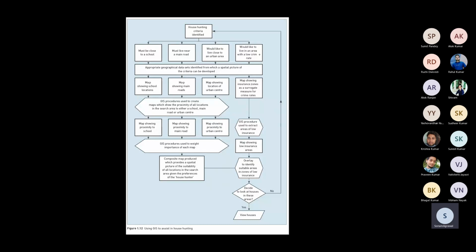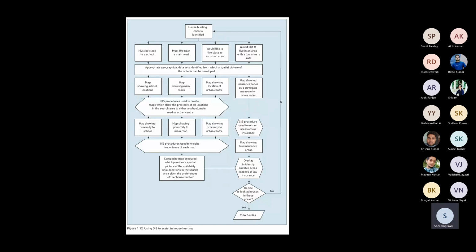In this one, they are showing another way, like suppose you are not getting a crime map. They are showing how the criteria is met: since they are not getting the crime rate, they are using insurance zones. So a map showing insurance zones as a surrogate measure for crime rate. This thing also happens many times. We do not have exactly that data, so we try to use another type of data in order to accommodate that condition in our solution. Once these maps have been created, GIS procedures are used to create maps which show the proximity of all locations in the search area to either a school, main road, or urban center. Finally, again, a map showing proximity to school, a map showing proximity to main road, and a map showing proximity to urban center.